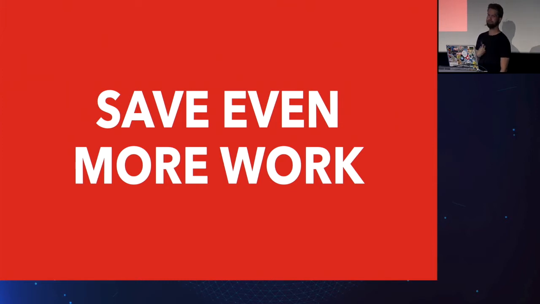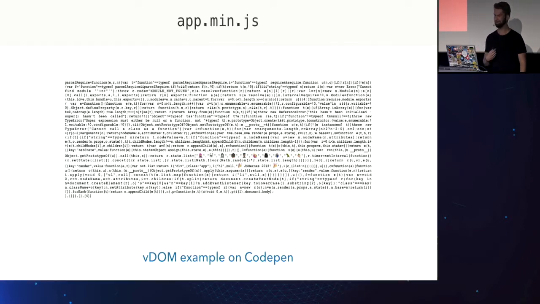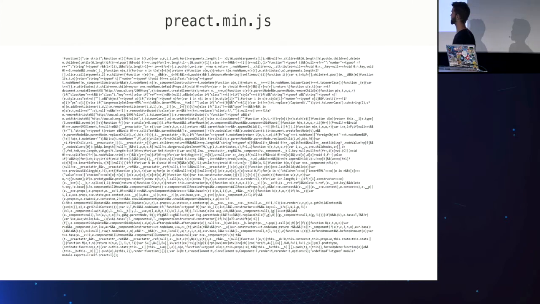So I started implementing my own virtual DOM, right? 130 lines of code, 4 kilobytes. Worked for my example. When you look at Preact, this is Preact, right? It's 8 kilobytes, not gzipped. It's optimized. It's covering all the edge cases. It's production ready.